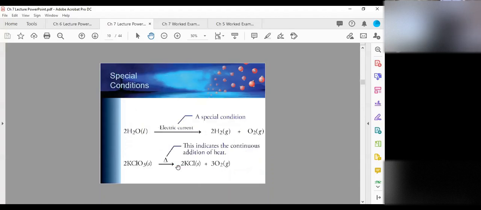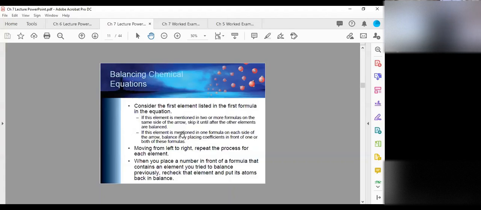I may see some reactions where I see a little triangle on top of the arrow. What is that supposed to mean? It means heat. And anything up to the reaction arrow, including the arrow, will be the reactant side. Anything after the arrow will be the product side. Sometimes you will see an electric current written. So these are chemical equations.